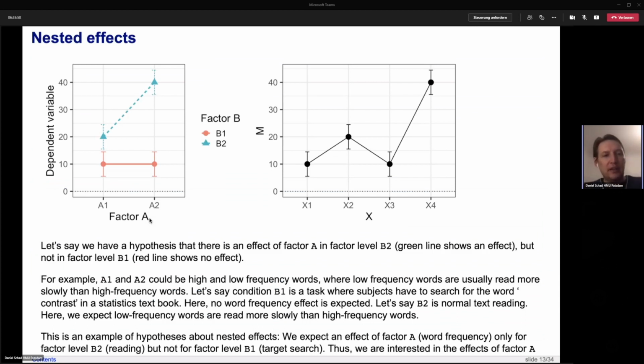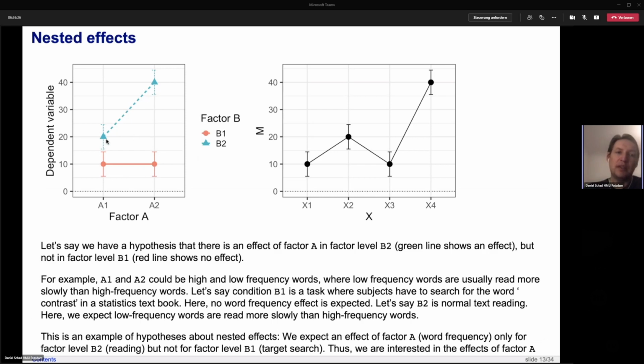So next, the next thing that is sometimes important in designs with multiple factors is that you have nested effects. So what are nested effects? Nested effects are sometimes also called simple effects. For example, we might be interested in whether there's a difference in this red line. So is there a difference between A1 and A2 for level B1?